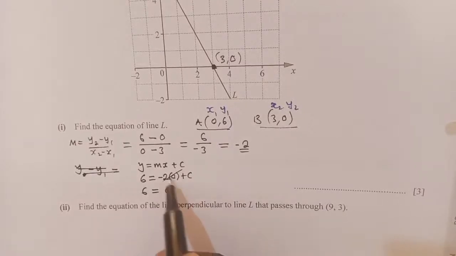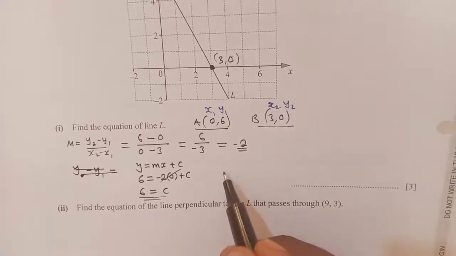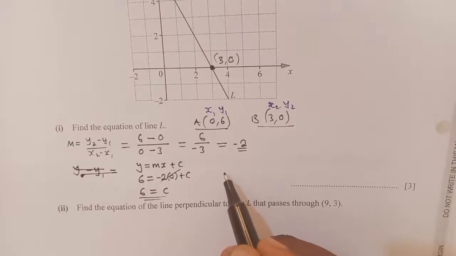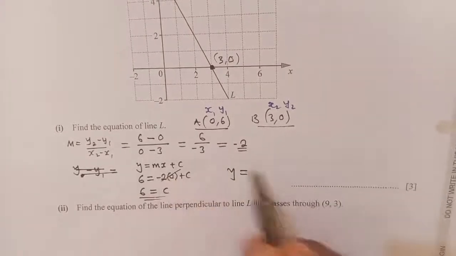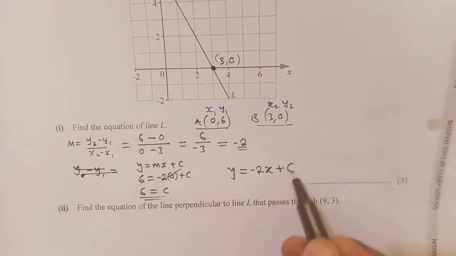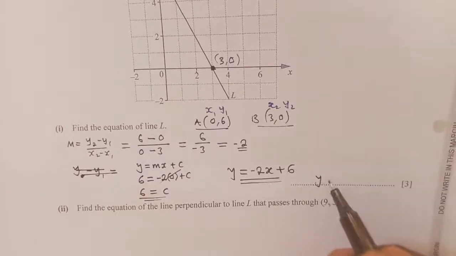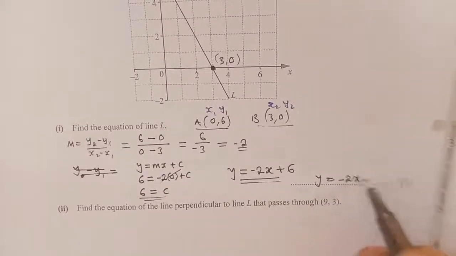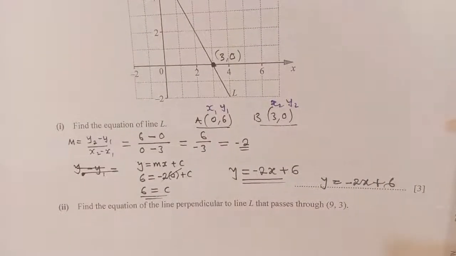Negative 2 multiplied by 0 is 0, so we just remain with the 6 as our c. And there we can say y is equal to our m, which is negative 2x, plus our c, which is equal to 6. This is our answer, which we're supposed to write here. That's the answer we have.